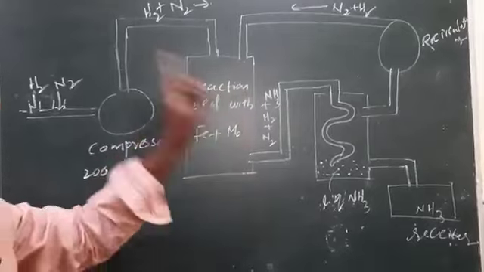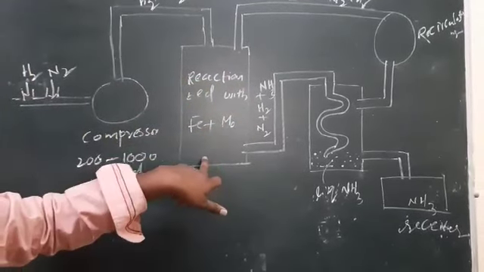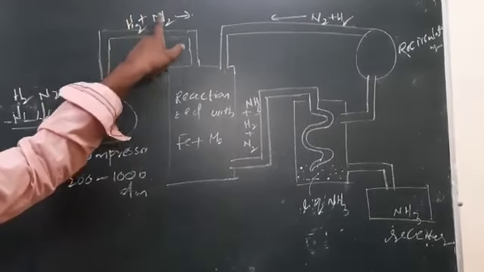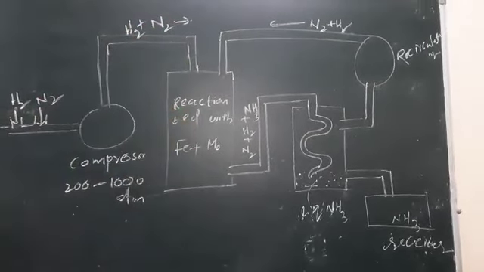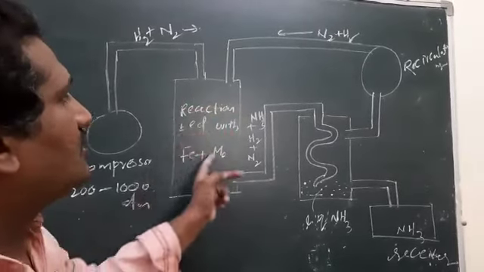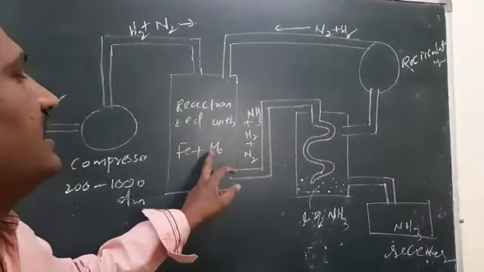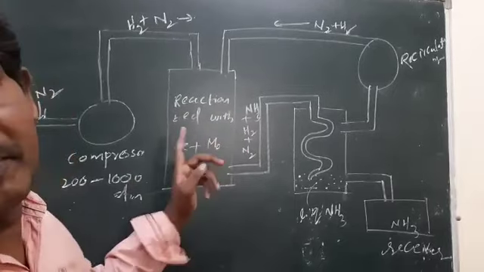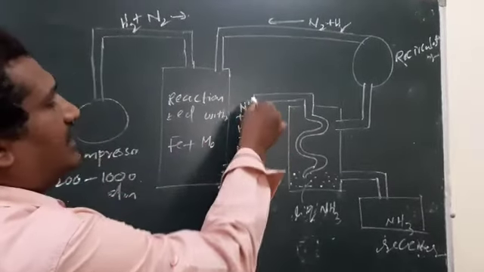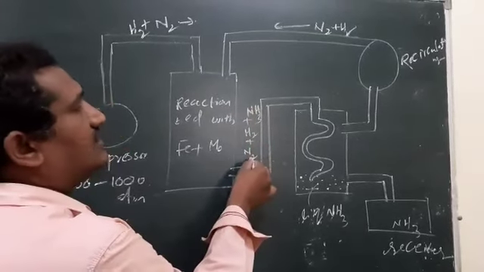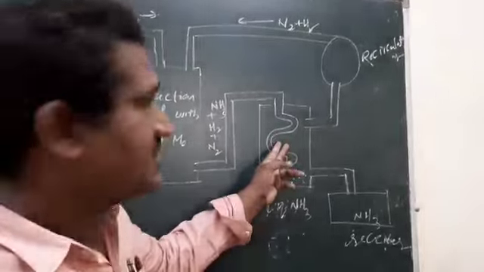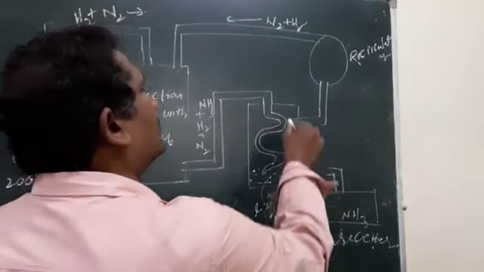So this is the catalytic chamber, which has an iron bed. The compressed hydrogen and nitrogen gas is passed into the catalyst chamber. Here they react and 10% ammonia is prepared in this chamber. The 10% ammonia and the unreacted hydrogen and nitrogen are all passed into another chamber. This is the cooling chamber.